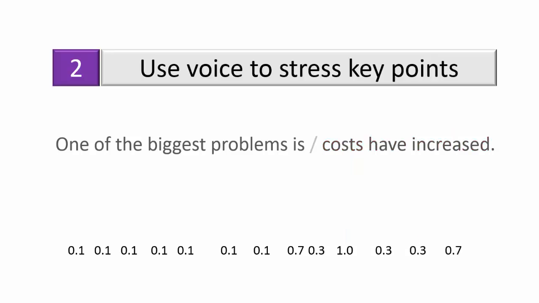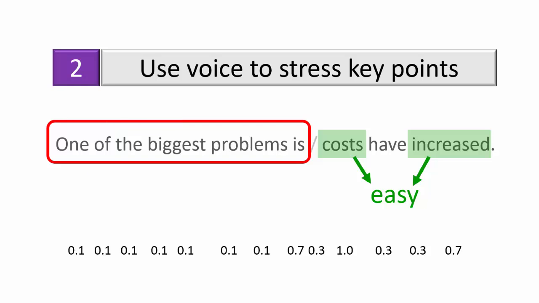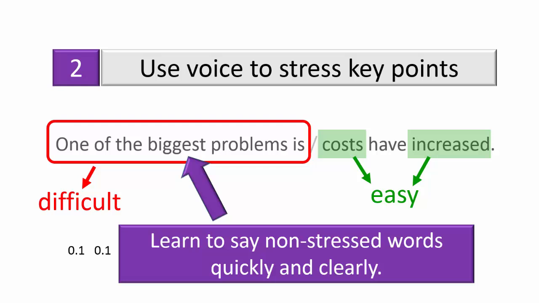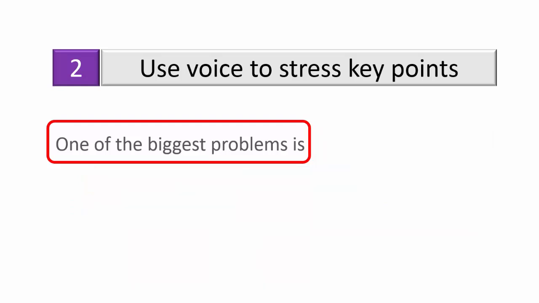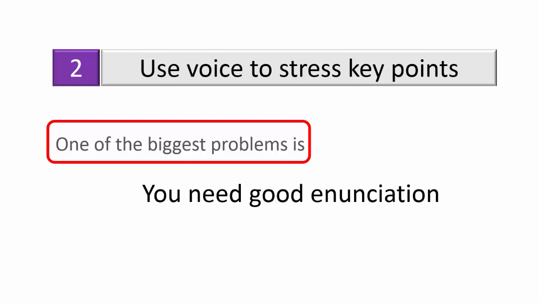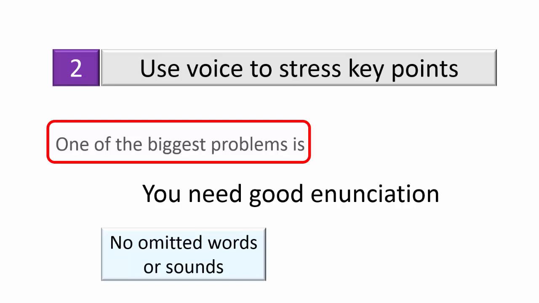So you probably notice that saying these words, the stressed words, is easy. However, this phrase is difficult. It's so fast. You need to learn to say non-stressed words quickly and clearly, and that is the key to using your voice to stress key points. When you say this phrase quickly, you need good enunciation. That means no omitted words or sounds and no slurring.